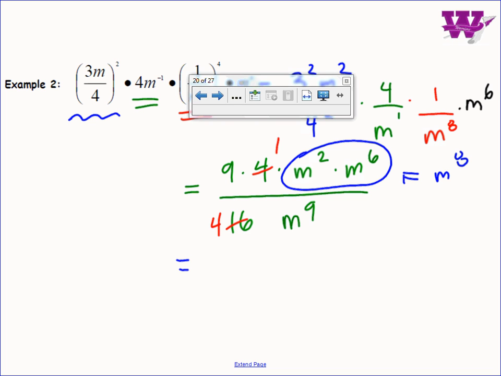9 over 4m. That was pretty sweet. So we've got m to the 8th over m to the 9th is 1m on bottom. If you did that out and did 36 over 16, you could divide out the common factor of 4 and get 9/4. What questions do you guys have about example 2?